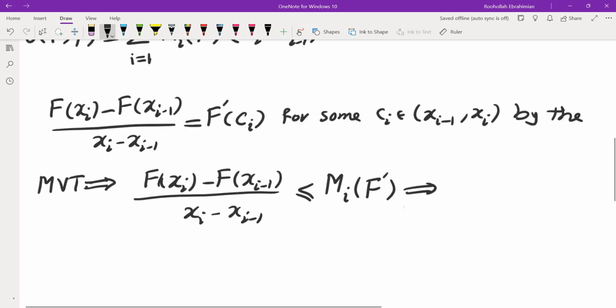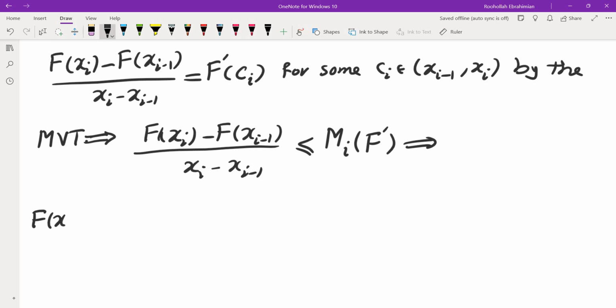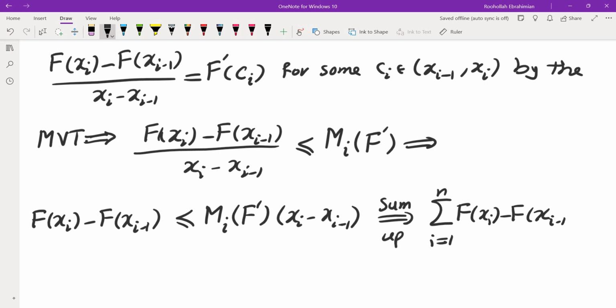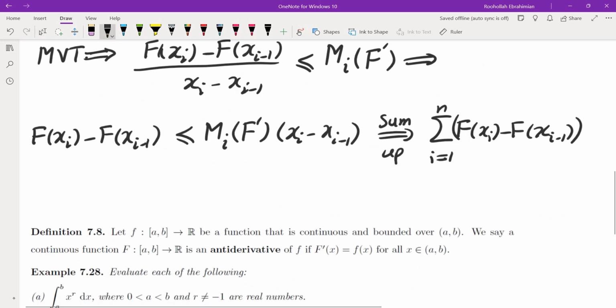Now, if you cross multiply, multiplying both sides by xi minus xi minus 1, you get f of xi minus f of xi minus 1 is less than or equal to Mi of f prime times xi minus xi minus 1. Now sum this up and you get the sum from i equals 1 to n of f of xi minus f of xi minus 1. That is the left side. And the right side is just the upper sum for function f prime.